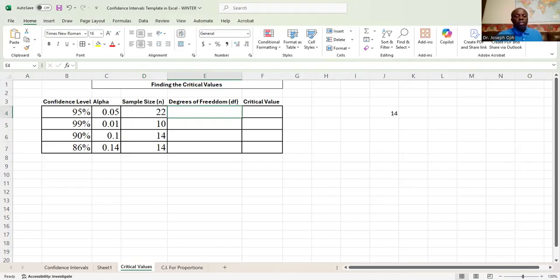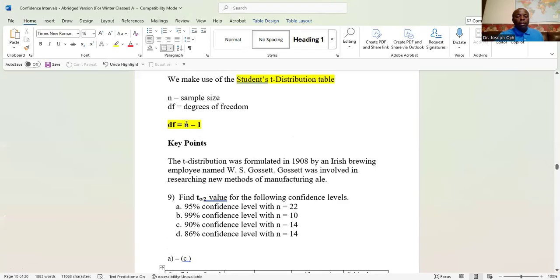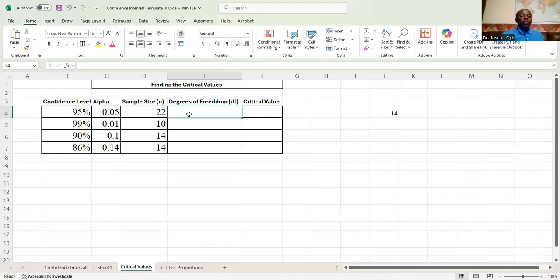Remember, I just mentioned it a few minutes ago. To find the degree of freedom, just use n minus 1. I mean, sample size minus 1. So the sample size minus 1 is going to be 22 minus 1, which is 21 now. I can just say equals this minus 1. Okay. And then follow the same process right here.